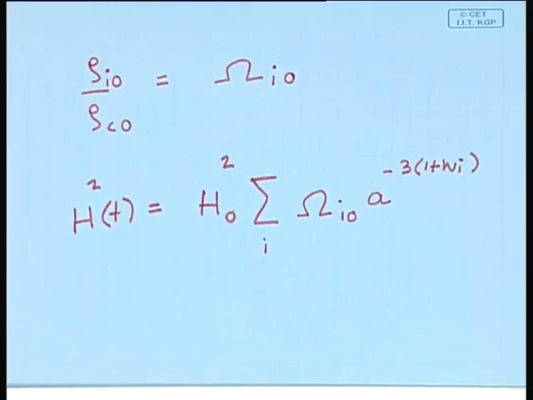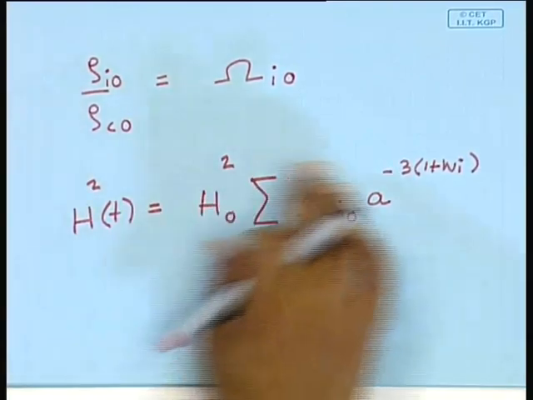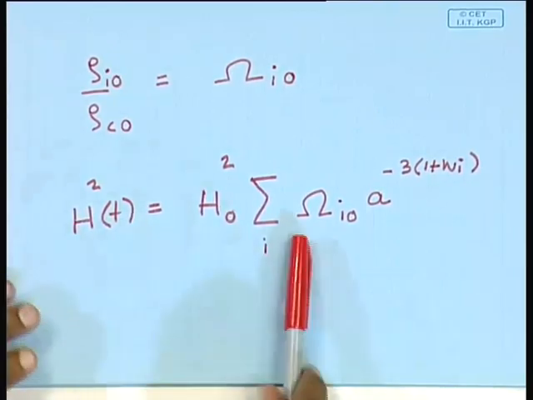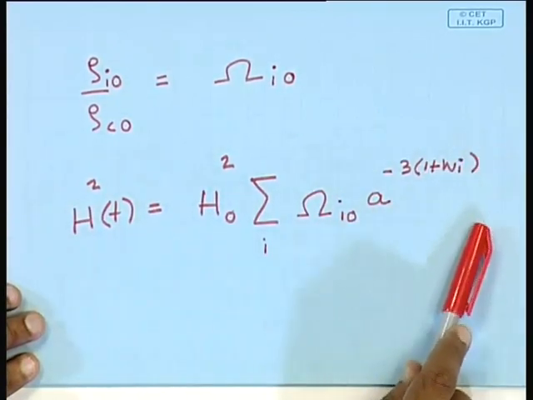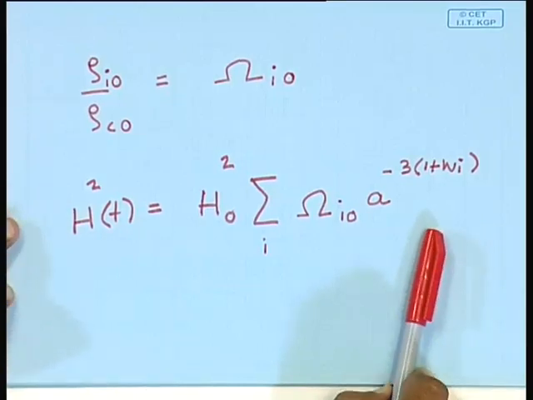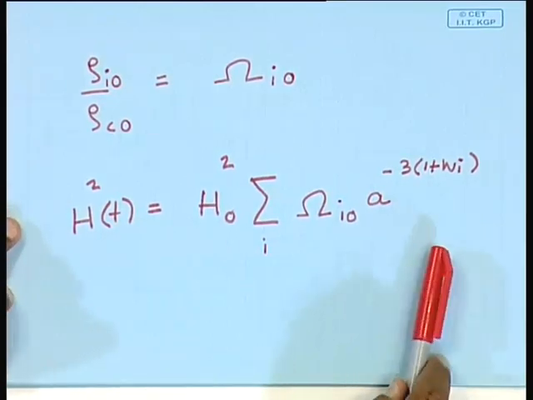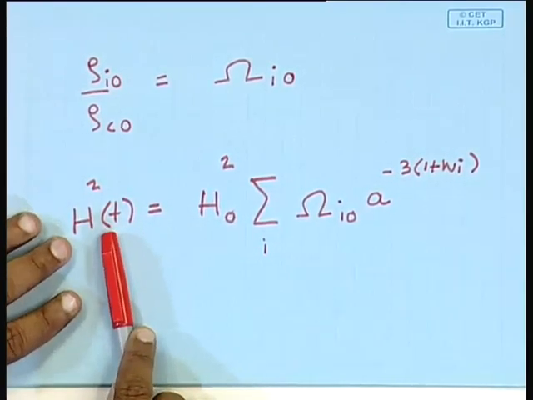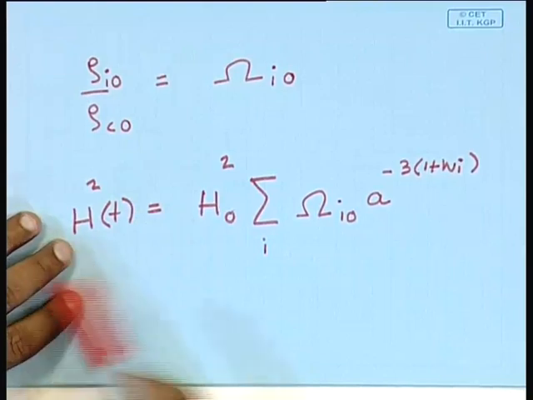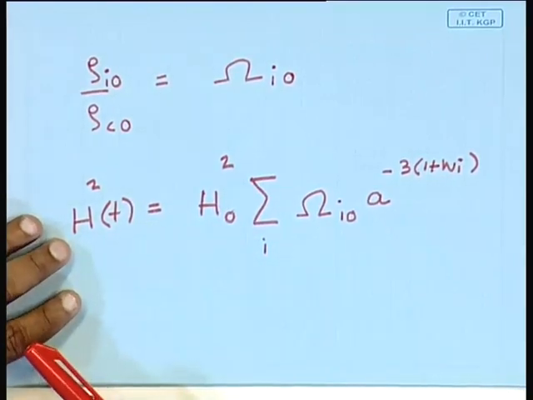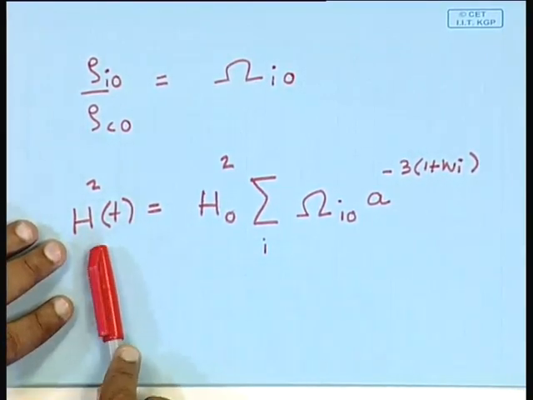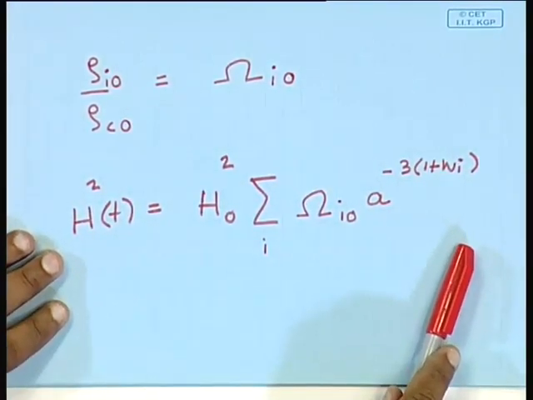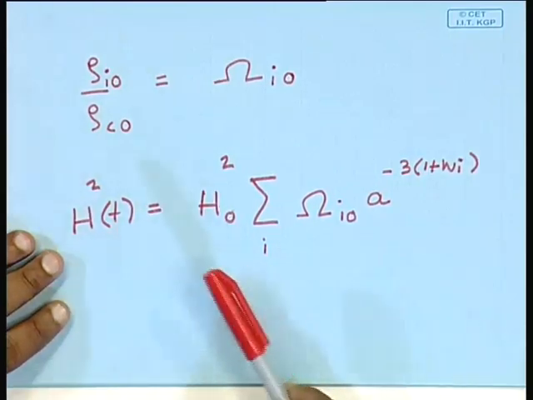Now, let us spend a few minutes and just try to understand what this equation is all about. This equation has the complete information about the expansion history of the universe. By expansion history of the universe, we mean the Hubble parameter as a function of time. Once you know the Hubble parameter as a function of time, you can also determine the scale factor as a function of time. So, this equation has the entire information about the expansion history of the universe. It is a very important equation that we shall be referring to again and again.